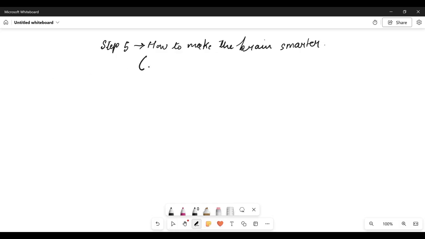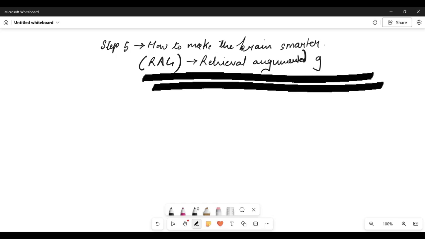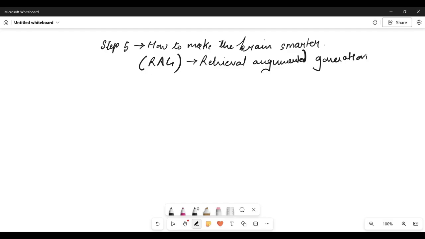RAG stands for Retrieval Augmented Generation. Remember this term? There are a lot of things for RAG, but since this is a very basic video, we'll just look at the top level. What is the concept? Just to understand the terms.